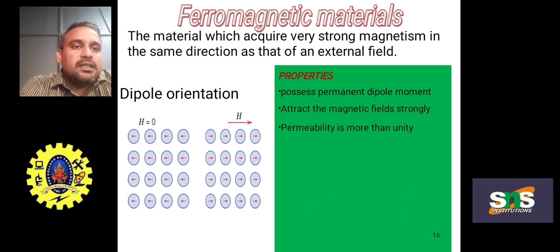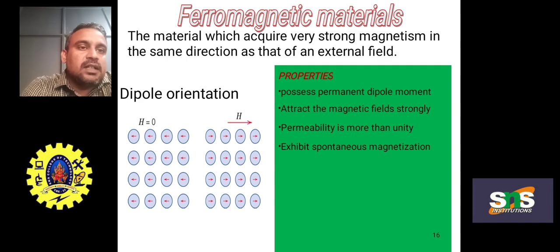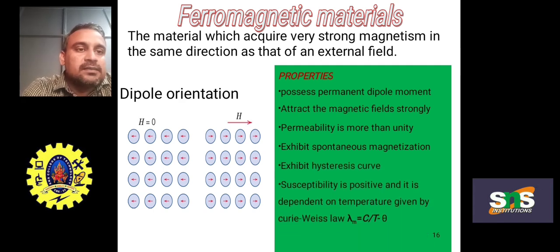Then the properties of ferromagnetic materials: they possess a permanent dipole moment, attract the magnetic field strongly, and permeability is more than unity. And then spontaneous magnetization, that is a very strong magnet. So susceptibility is positive, and it is very high.